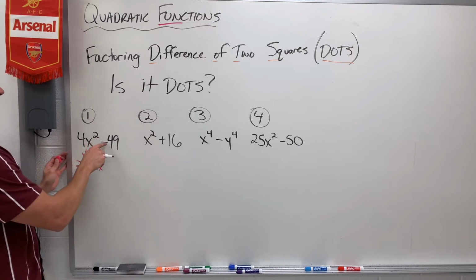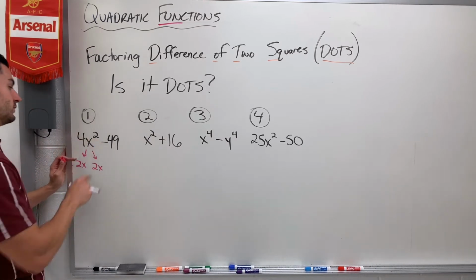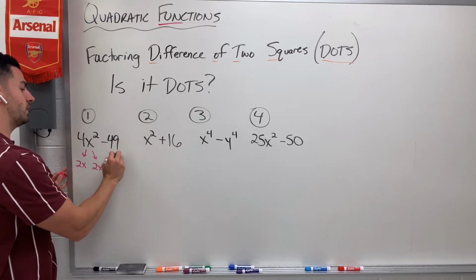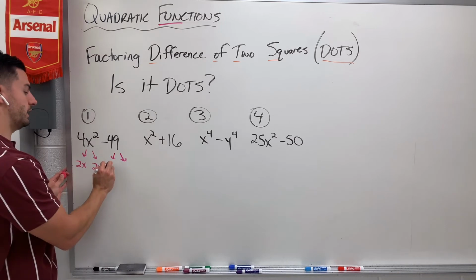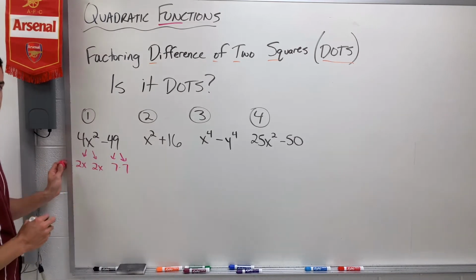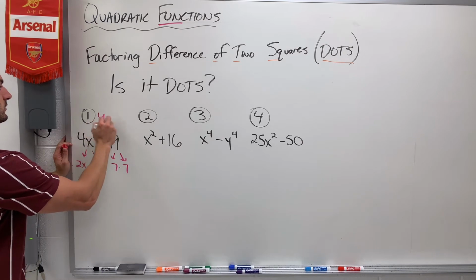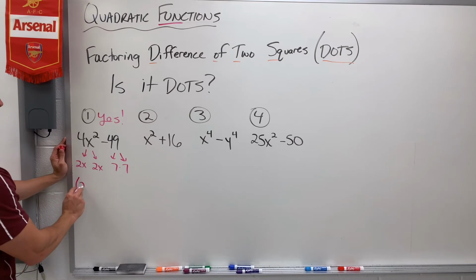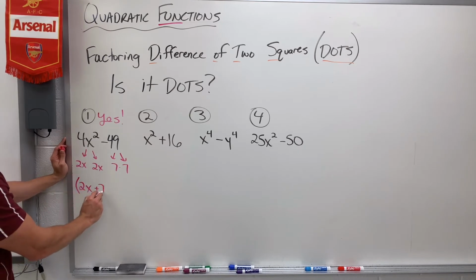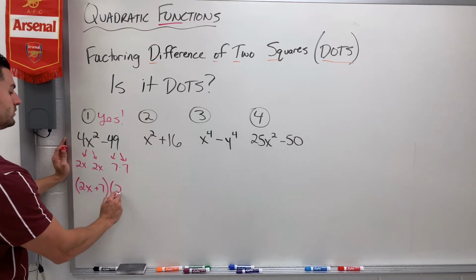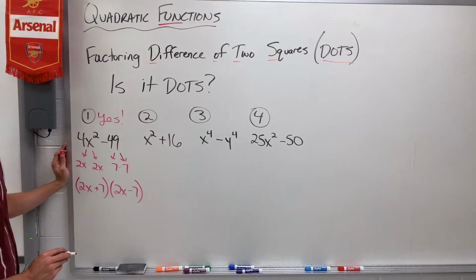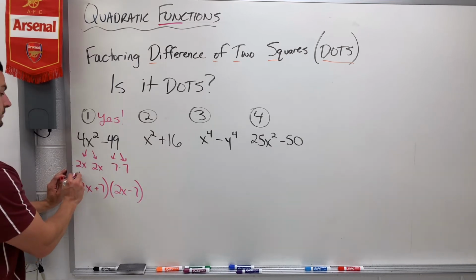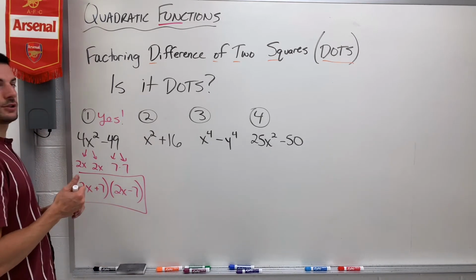So we're good there. Next check, is it subtraction? Yes, it is. Great. So that fits because it only can be subtraction. Then 49, is 49 a perfect square? Yes, because 7 times 7 equals that. Okay, so yes, this is dots. And so I could factor that into, again, following the same pattern, 2x plus 7 and then 2x minus 7, right? One with a plus, one with a minus, taking one from each of these groups in there. There we go. Number 2, is number 2 dots?